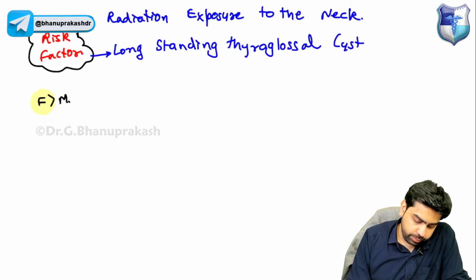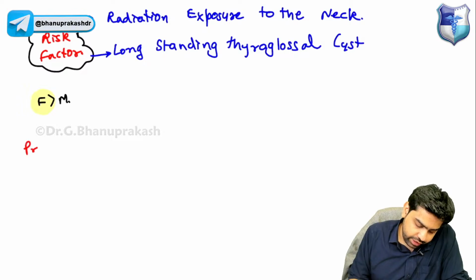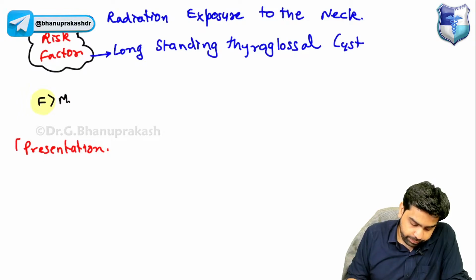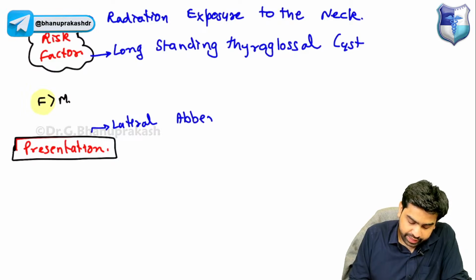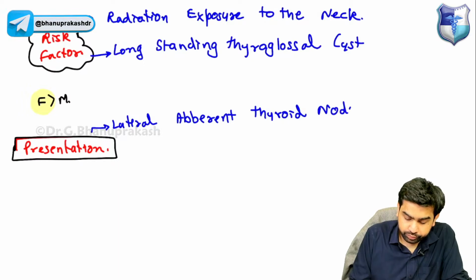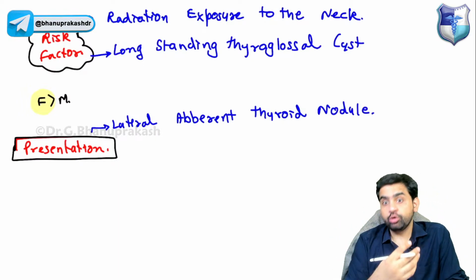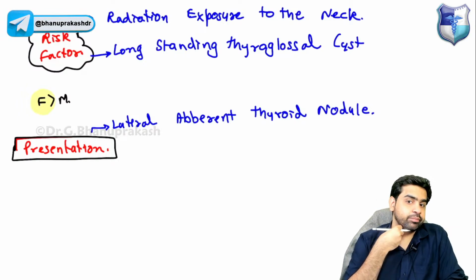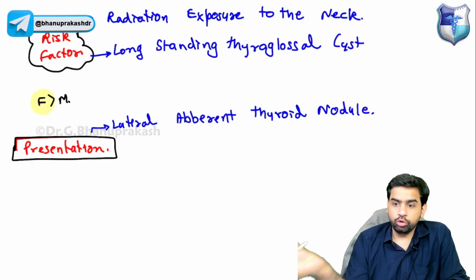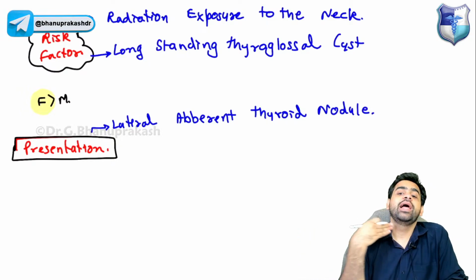Now, let's talk about the presentation. How do you think patients with papillary carcinoma of thyroid present? They can come to you with a lateral aberrant thyroid nodule. What do you understand by this lateral aberrant thyroid nodule? It is a swelling which is not in the midline, slightly off the midline, and there is a thyroid nodule present. That is what is called a lateral aberrant thyroid nodule.